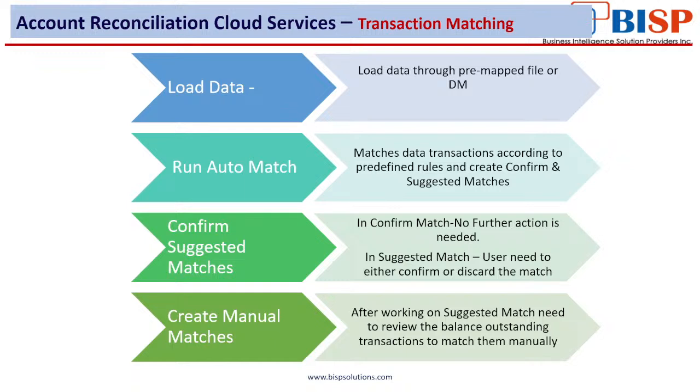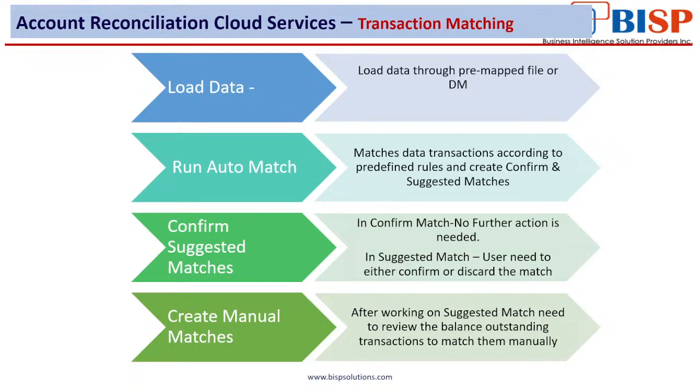Those which have been matched are categorized as confirmed matches. No further action is needed, that is, they have been reconciled. In the suggested match, the user needs to either confirm or discard the match. For the remaining transactions, it gives different suggestions, that there may be some minor difference in them. So for that, it provides a suggestion.